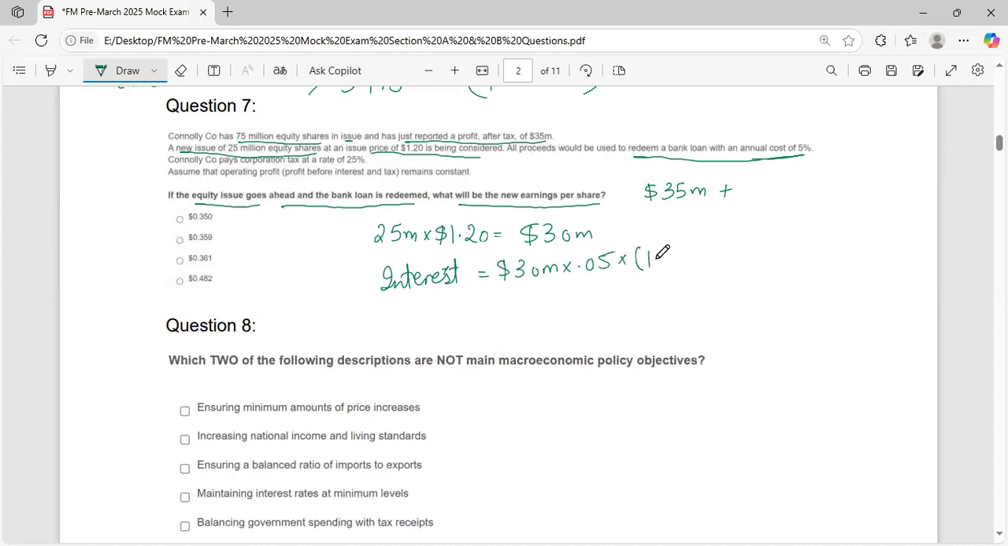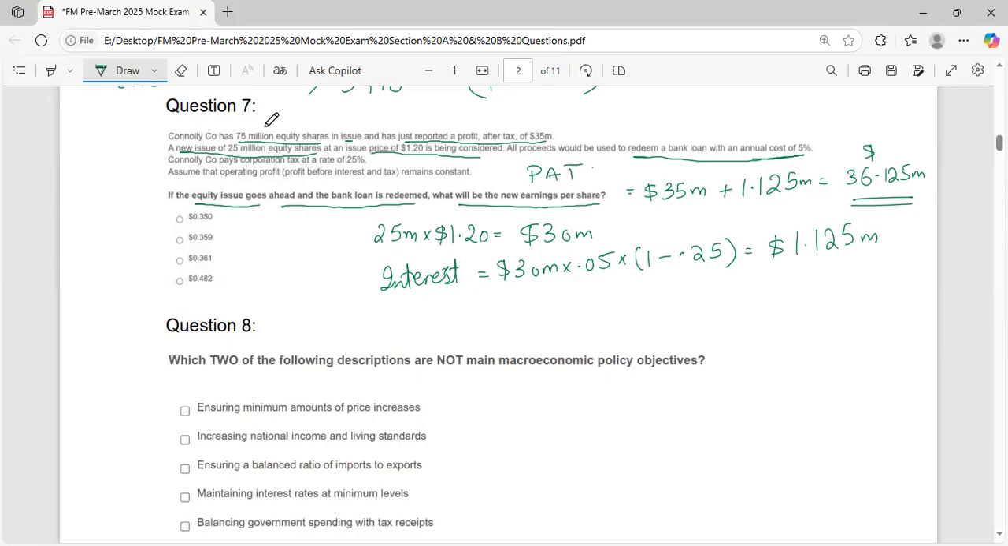And definitely when we redeem our loan, we reduce our interest expense and there will be a loss of tax benefit on interest. So 30 into 0.05 multiplied by 0.75 gives 1.125 million. So 35 plus 1.125 is 36.125 million. This is the profit after tax.